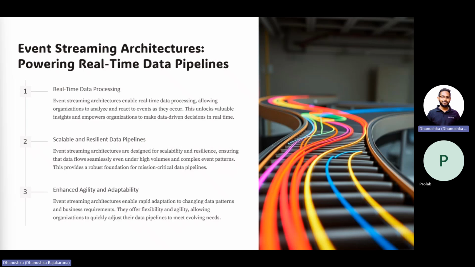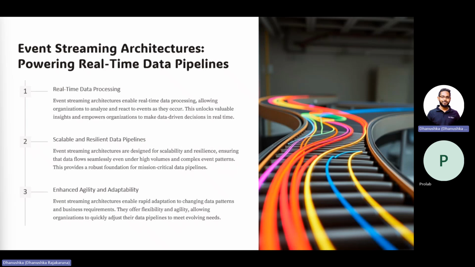Core concepts will be events, event streams, producers and consumers, stream processing. So the key components will be event broker, stream processing frameworks, data storage, event consumers. Benefits will be real-time insight, scalability, decoupled system flexibility.